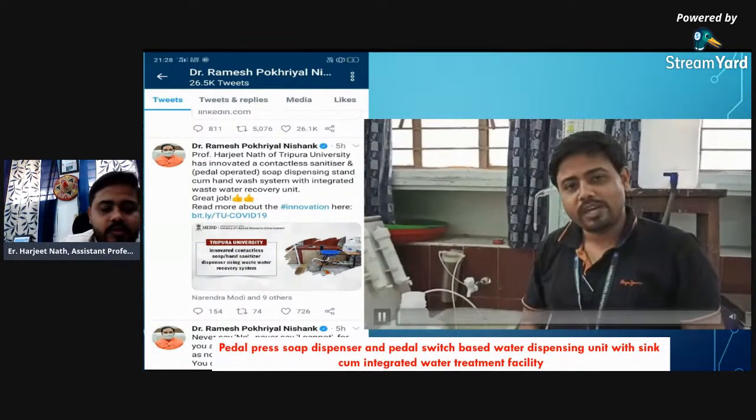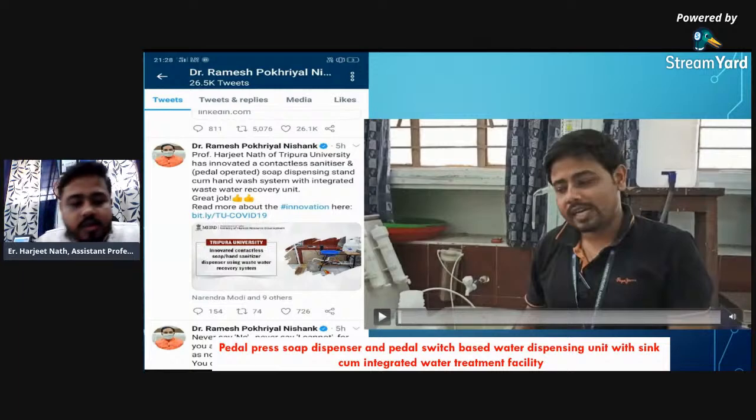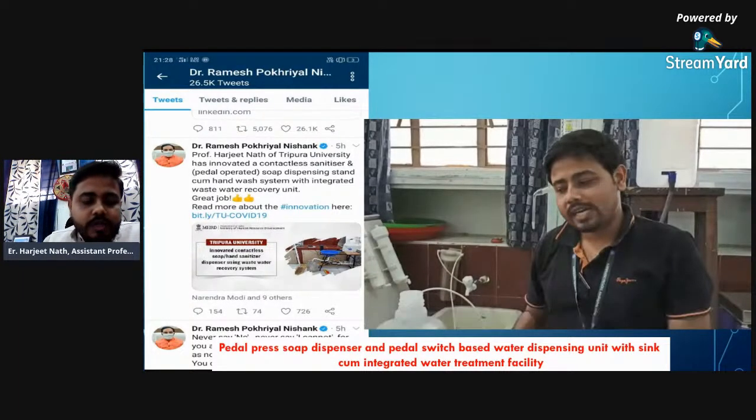Okay, this system was developed by us, and here we could actually recover around 30% of the water which would have actually got wasted if we had simply rejected it to the environment. So around 30% of the water we were able to recover back to our system, and that was again used for subsequent hand washing.